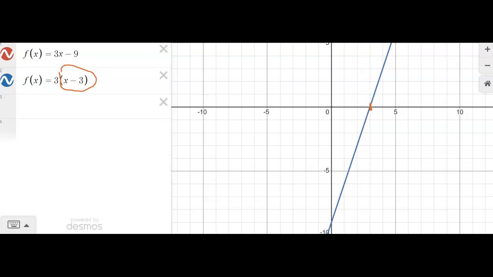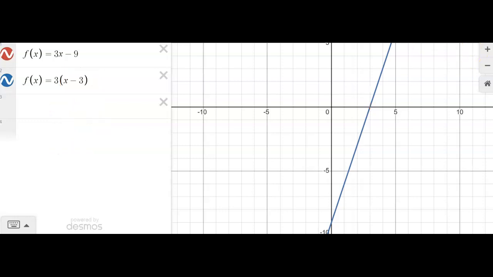So there are two ways you can use this form to figure that out. The first way is a shortcut. You can take this x minus 3 portion of the factored form and set it equal to 0. Then you solve for x. So add 3 to both sides, and that's going to tell you that x equals 3. That's one way. This, now you know, is the x-intercept.